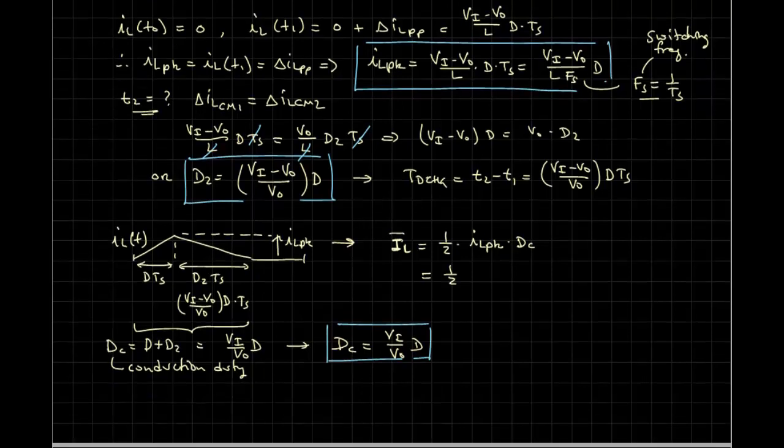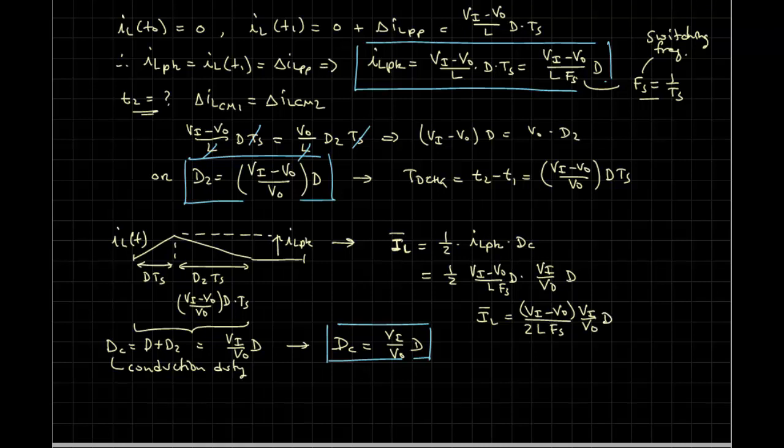Okay. 1/2 VI minus VO over L Fs times D, and now that is times DC, which is VI over VO times D. So IL average is equal to, let's see, 1/2 VI minus VO times VI divided by, let me write it this way, VI minus VO divided by 2 LFS times VI over VO times D squared.